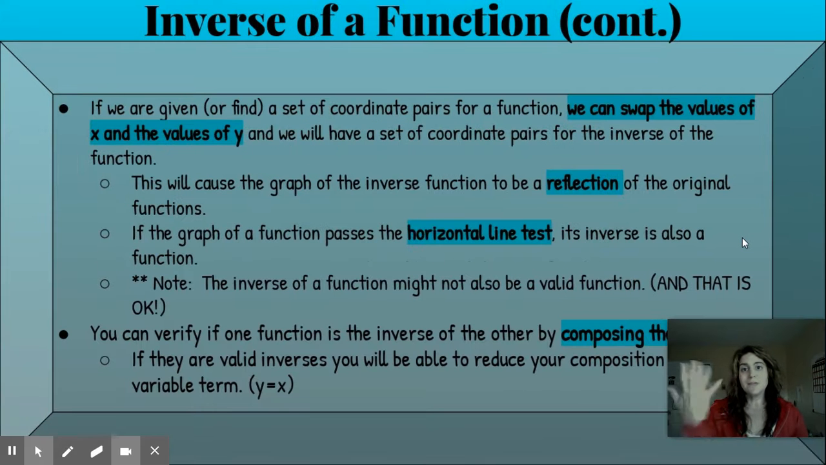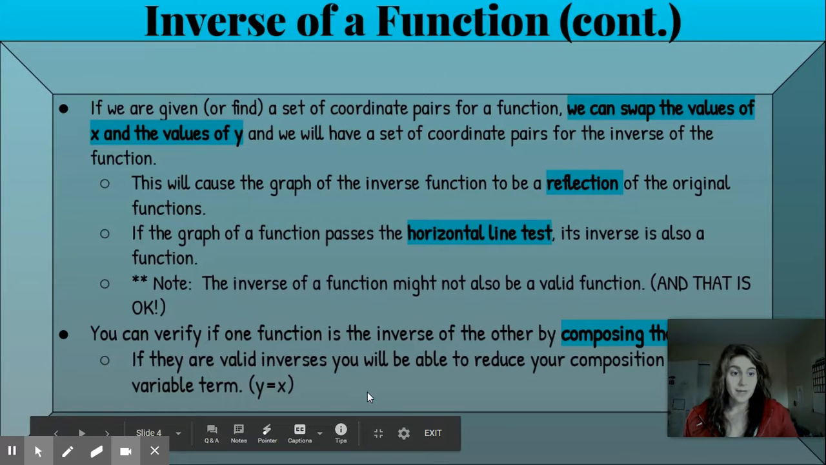Okay, some previews of what we're going to come into. Obviously, we're going to learn how to write inverses of given functions. We're going to be able to take a look at graphs and tables and figure out how they were swapped, if they were swapped, are they inverses or not. And we're going to learn how to verify. And verifying inverses uses the composites.